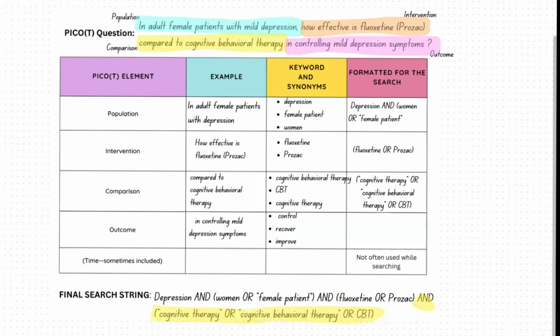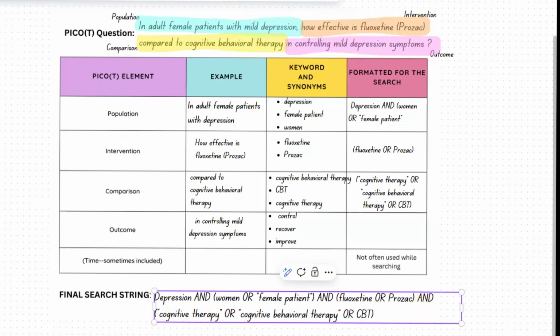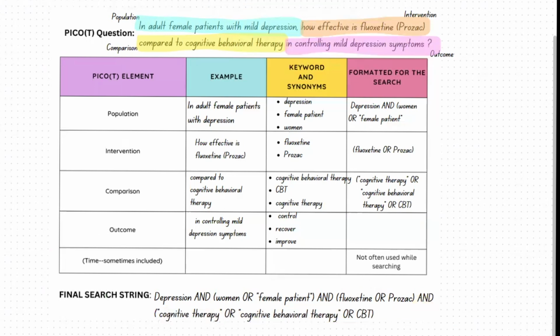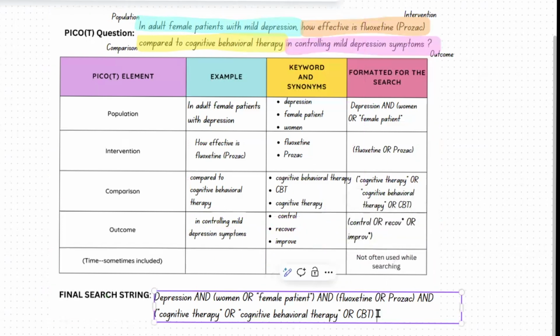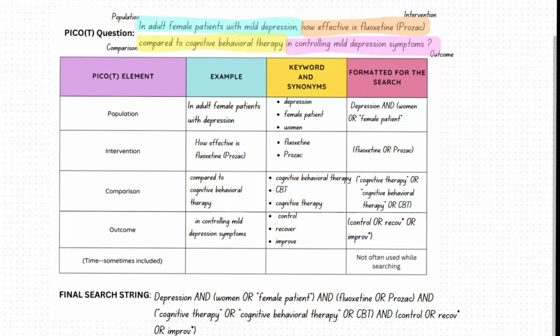Our last part is outcome. Just like previously, we can list our synonyms, put parentheses around them, and add them to our whole search string. But we may want to add asterisks for this one. For outcome, we have parentheses control or recov asterisk or improv asterisk, in parentheses. We subtract the end of words and add an asterisk if we want to search for any ending of that word that could have multiple related endings.